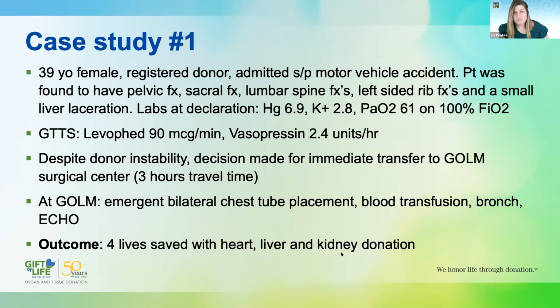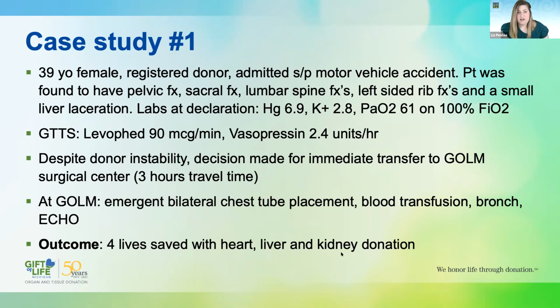liver laceration. Her labs at declaration: hemoglobin is 6.9, potassium is 2.8, and PO2 is 61 on 100%. Additionally, she's on 90 mics a minute of Levophed and vasopressin 2.4 units per hour. We started this case up on a Friday night. We were at an outside hospital and they were not being supportive of the donation process. They were not wanting to comply with transfusing blood products.